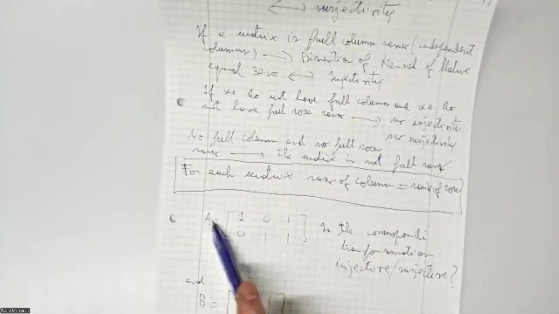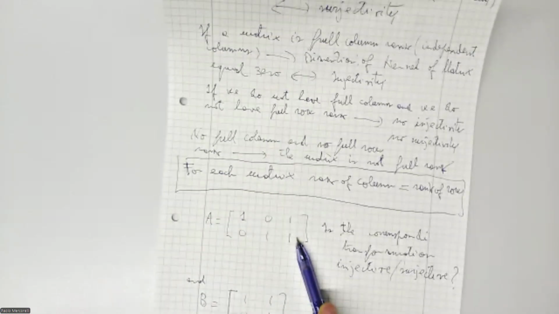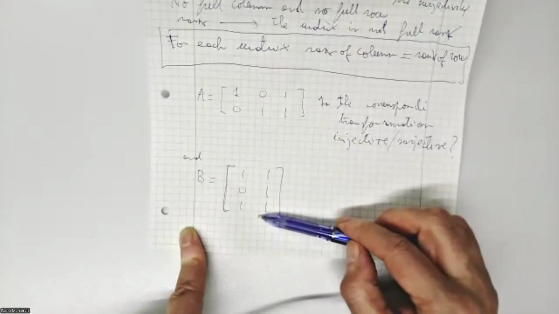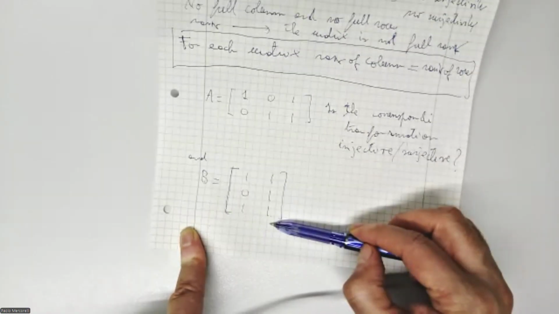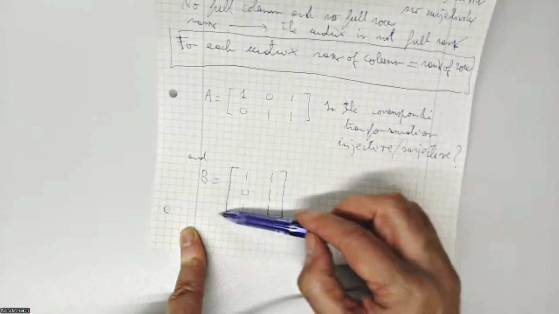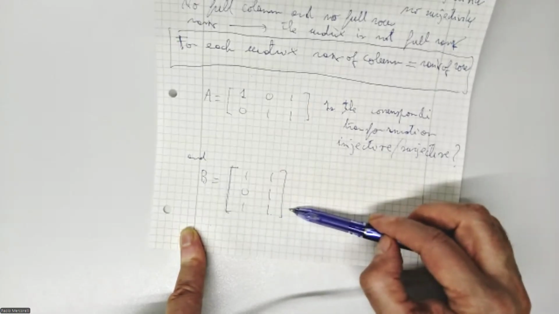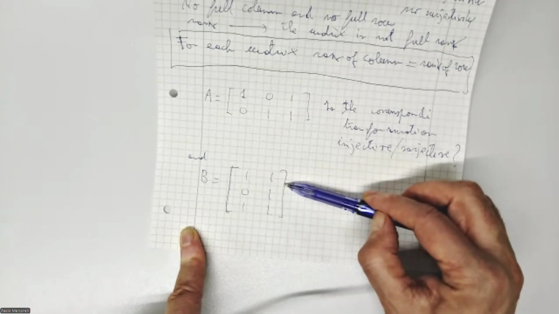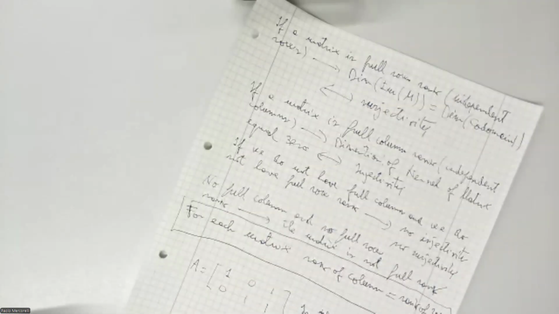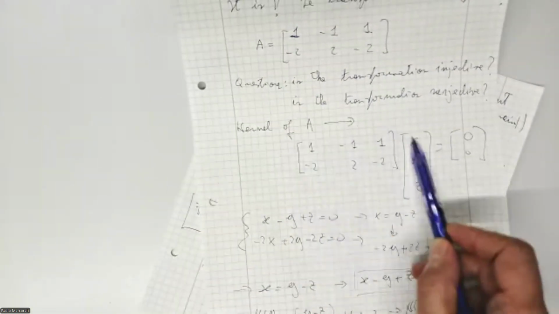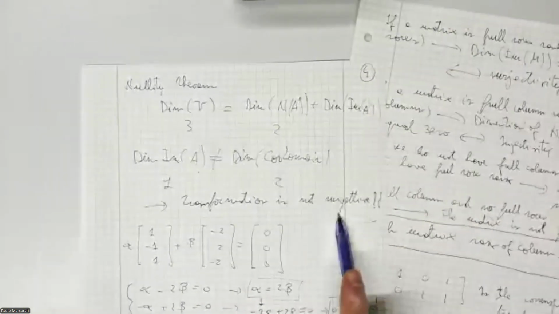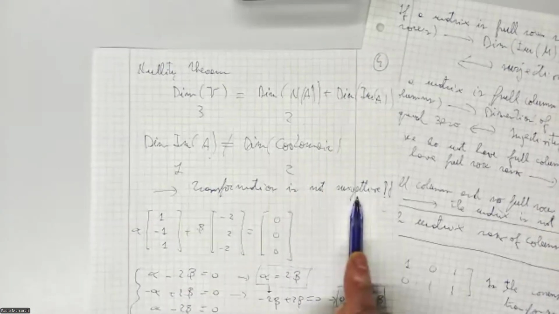Again, here we don't have the injectivity, but we have the surjectivity because the rows are independent. Here we have the injectivity because the columns are independent. But because of the no full row rank, we lose the surjectivity. If no full row rank, no full column rank, it was this case here, we lose both. You remember here? No surjectivity, and no injectivity.